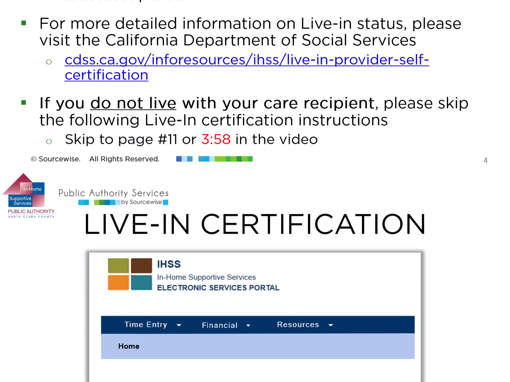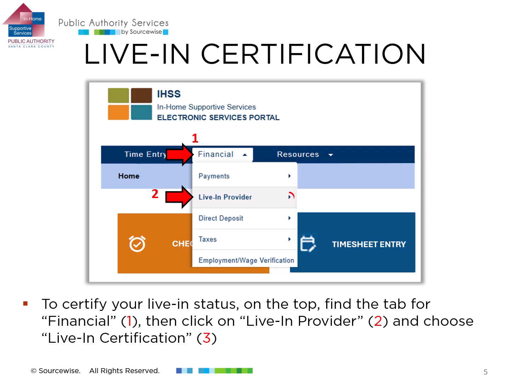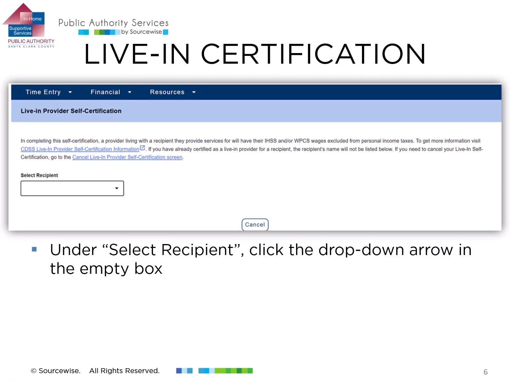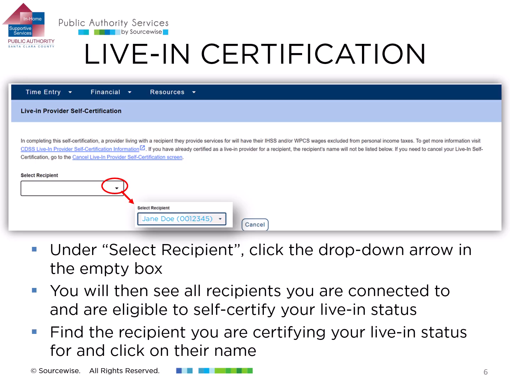If you need to certify your live-in status, go to the Financial tab, click on Live-in Provider, and choose Live-in Certification. On this screen, click the drop-down arrow next to the Select Recipient box. This will show all recipients whose cases you are connected to, who you can certify the status for. Click on the name of the recipient you need to certify your live-in status for.